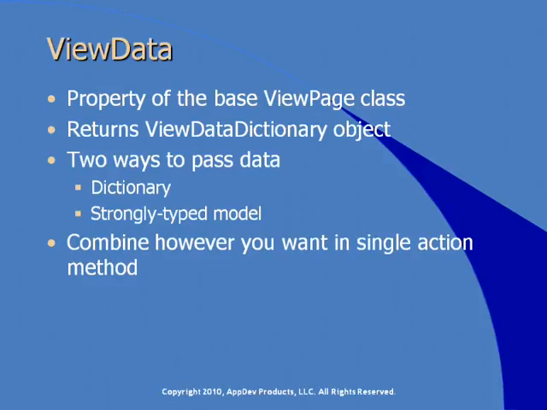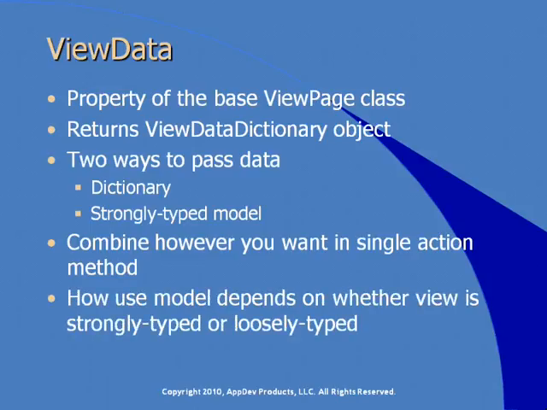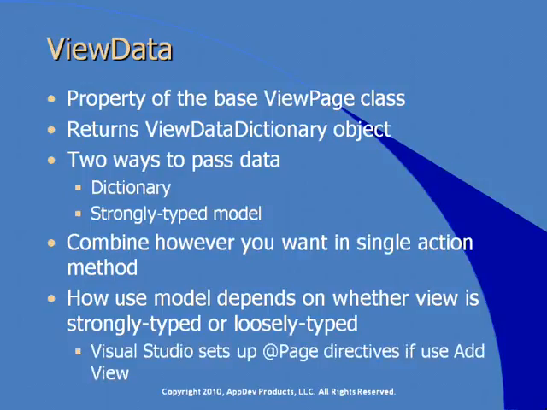You can even pass additional objects that sort of function as additional models for the view using the dictionary portion of ViewData. Now, how you use the model in the view depends on whether you create a strongly typed view or a loosely typed view. And you define that using page directives. The nice thing is that the page directive is set up for you if you use the Add View dialog box in order to create the view, depending again on whether you opt to create a strongly or loosely typed view. The controller itself doesn't know or care whether the view is strongly or loosely typed.